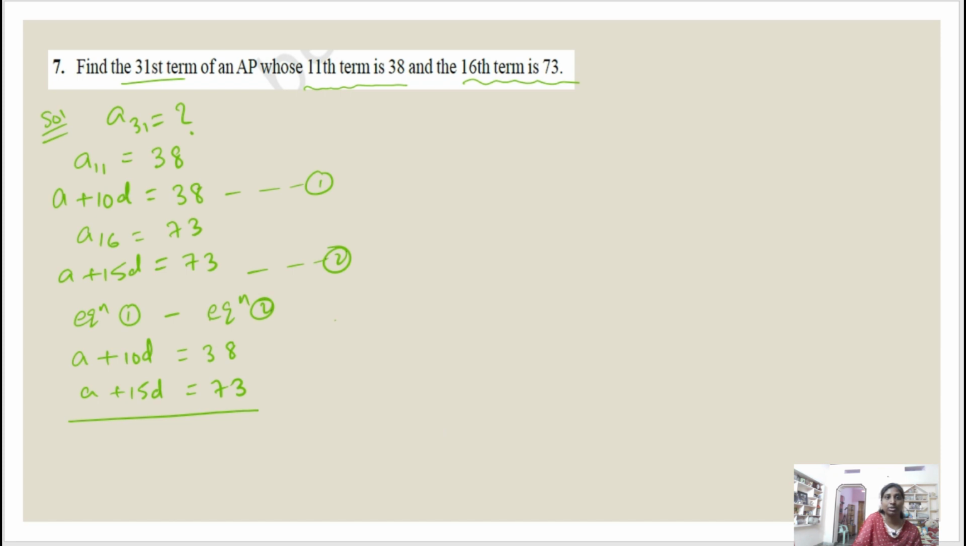Now I am going to subtract. So I will change the sign here. Plus will become minus, plus will become minus. Plus A cancels. Plus 10D minus 15D is minus 5D. And 38 minus 73 is minus 35. So it means D is equal to minus 35 by minus 5. Minus cancels and 5 sevens are 35. It means we got D is equal to 7.